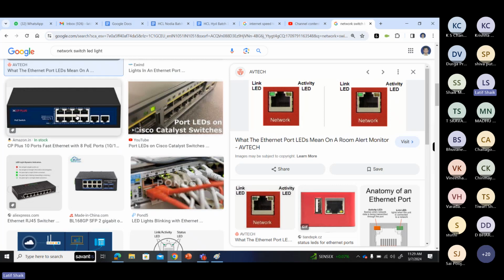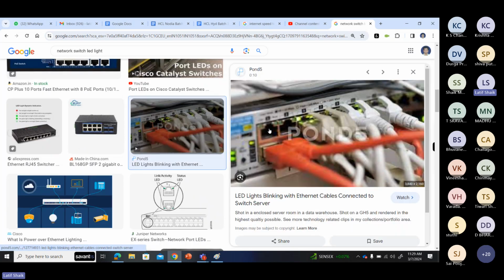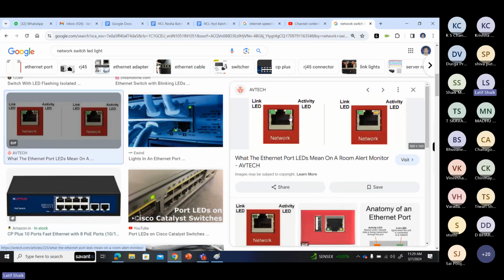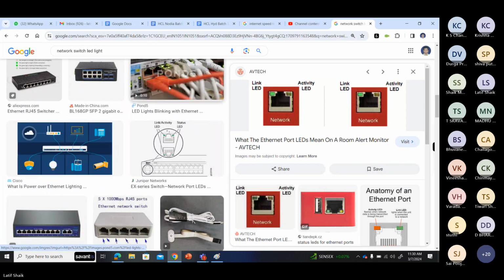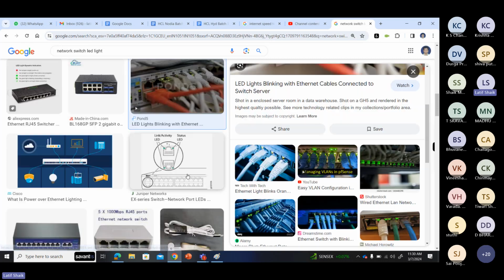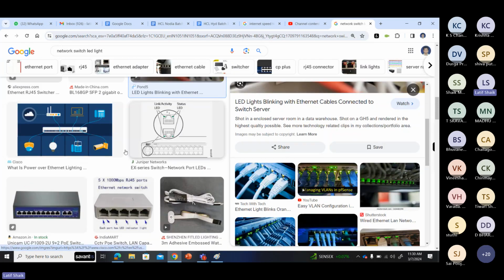So what is the link status? That is, connectivity is there. Somewhere it is blinking, like you see it is blue, orange kind of stuff. Link LED means connectivity is there. Activity LED means transmission is going on. If you miss this LED status, you will understand there is a cable problem or maybe a device problem. So this is how it is connected.